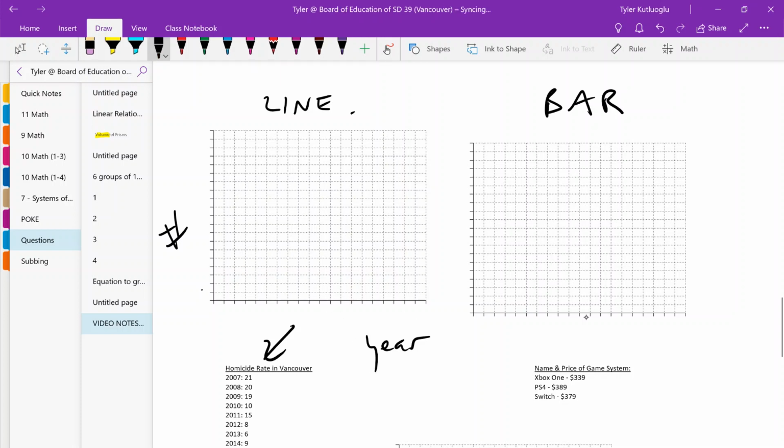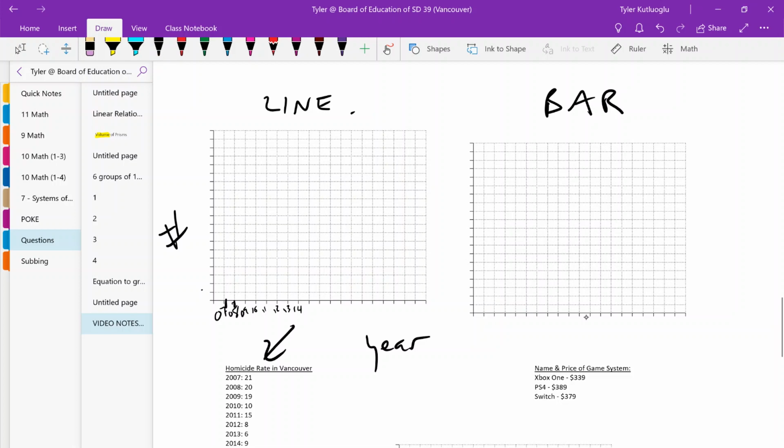So I'm going to put 07, 08, 09, 10, 11, 12, 13, 14. Those are all going to be points that we're going to put dots at, and you'll notice they go on these notches. If we were doing it as a bar, each one would get its own square.